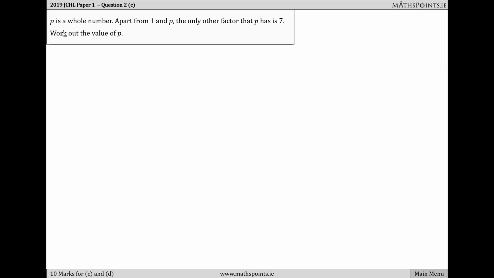In 2 part C, we're told that p is a whole number, and apart from 1 and p, the only other factor that p has is 7, and we have to work out the value of p. So this is an example of a number that has an odd number of factors. We have the number 1 is a factor, the number 7 is a factor, and p, the number itself, is a factor. We saw previously that the number 9 had 3 factors. It had a factor of 1, 3, and 9.